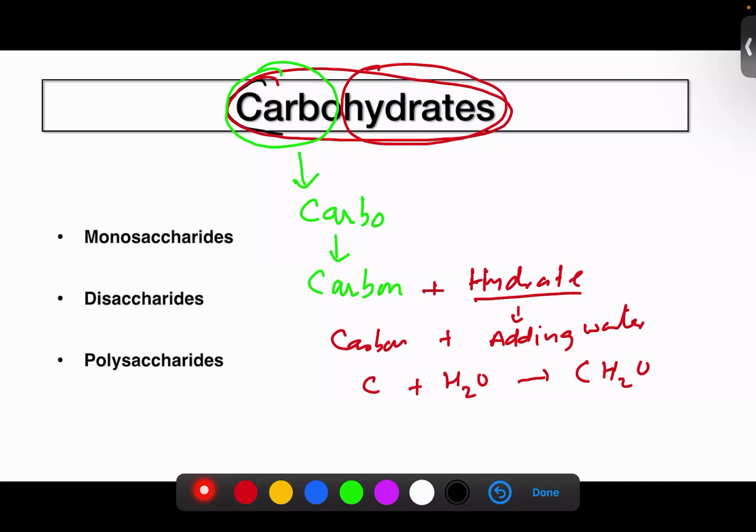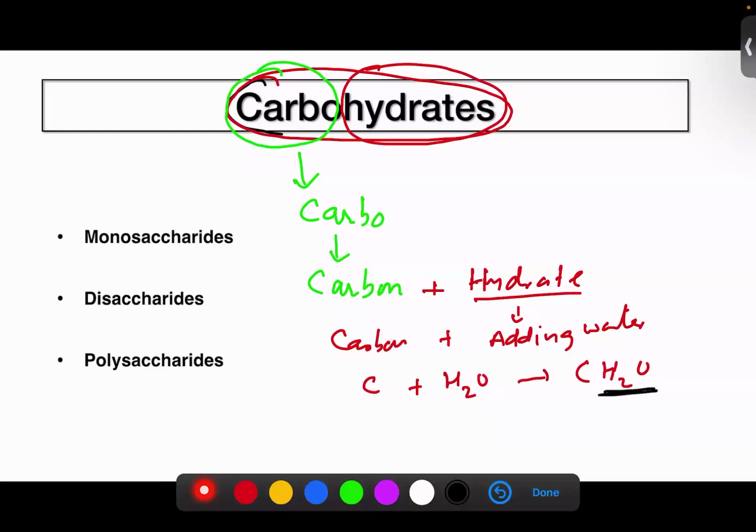Okay. And in these molecules, we have a hydrogen to oxygen ratio the same as that of H2O. We will compare carbohydrates with fats or lipids, and you will see lipids don't have a hydrogen to oxygen ratio the same as that of H2O. They are extremely rich in hydrogen as compared to carbohydrates.